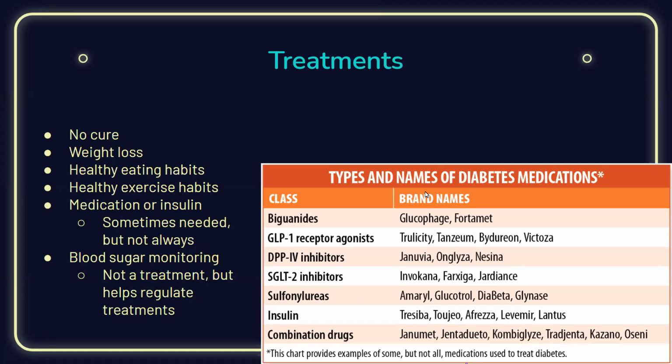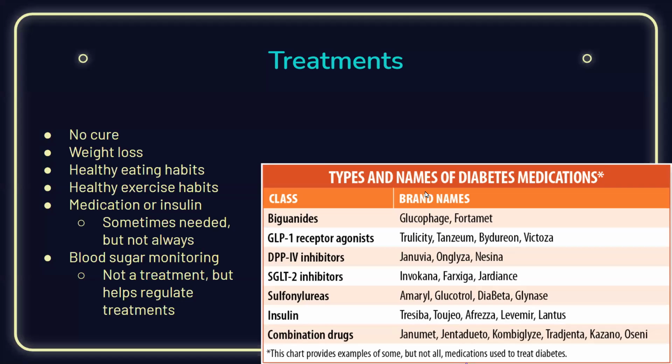And insulin is usually the last thing you do. So medication with other drugs comes first, and then if that isn't enough, then you would go to insulin. And you can have insulin pumps, or just take it through a syringe or needle.